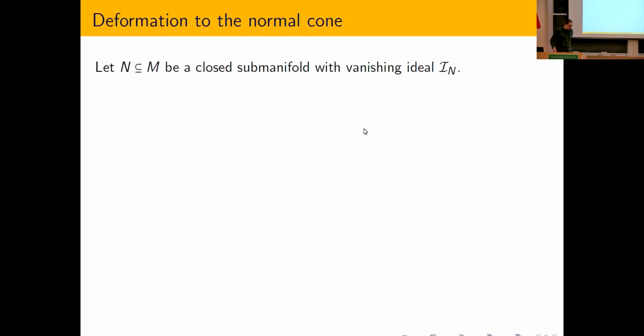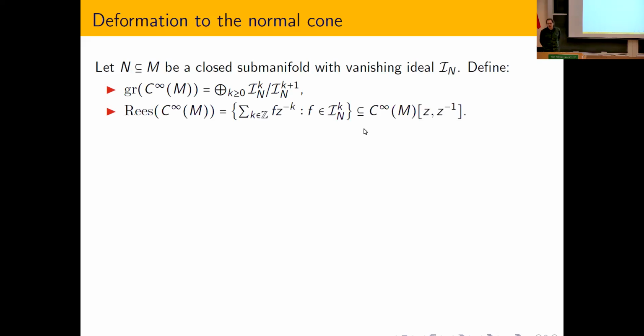So how this works is you start with a smooth manifold M with some smooth embedded submanifold N, and we denote by I sub N its vanishing ideal. And so what Nigel and his past student Ahmed Reza Haj Saidi Sadiq tell us is that we should look at this associated graded algebra, which is given by the direct sum of functions which vanish to order k modulo functions which vanish to order k plus 1. We should look at the Rees algebra, which is finite Laurent polynomials in z, such that the function which is the coefficient of z to the minus k vanishes to order k along N.